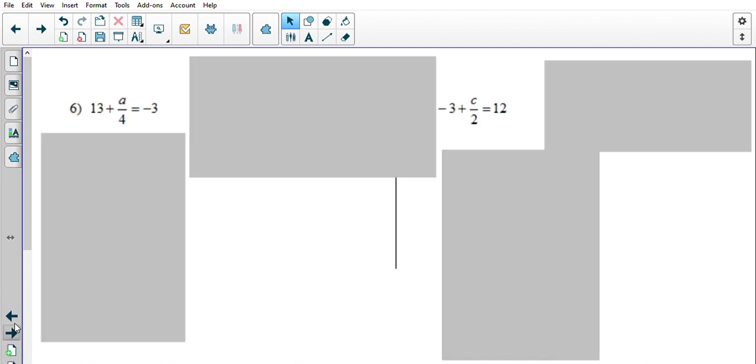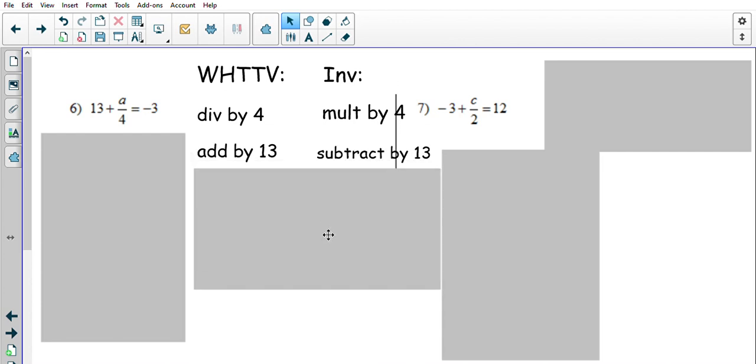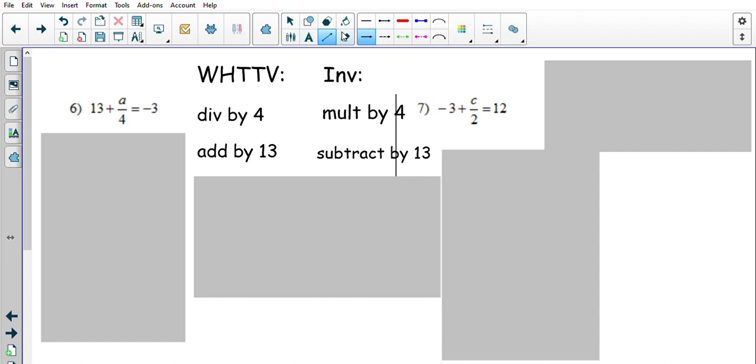All right, number 6 and 7. So number 6, the first thing that's happening to A is we are dividing by 4. And the inverse is to multiply by 4. After we divide by 4, we're adding by 13. I know it's written backwards, but keep in mind you start with the variable and work your way out. So we're dividing by 4, then adding by 13. The inverse of adding by 13 is to subtract by 13. So work in reverse order here. We're going to start by subtracting by 13 on both sides.